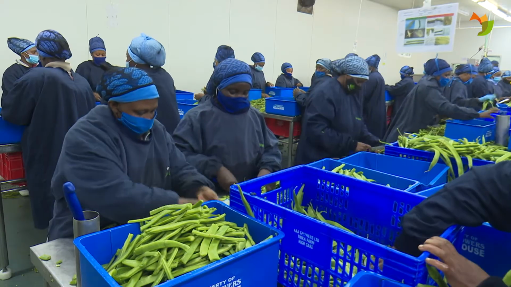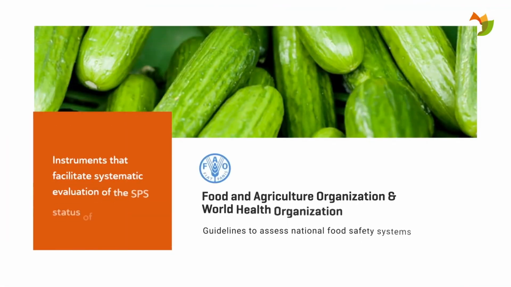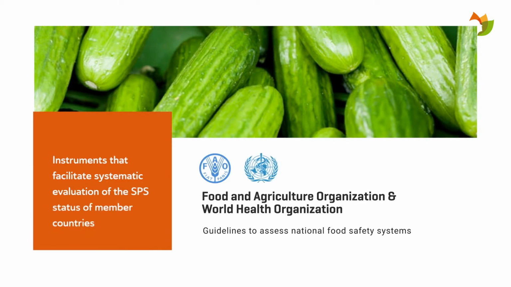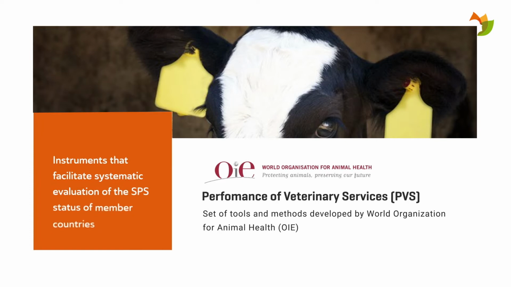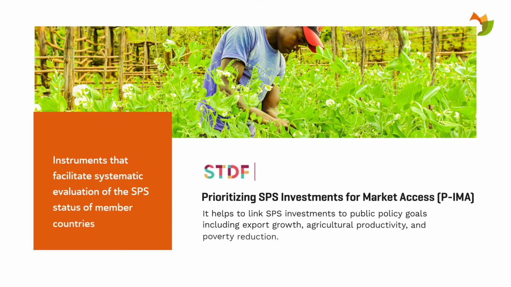Through the various international standard-setting bodies, the various instruments have been created. For example, under the FAO, there is the guidelines to assess national food safety systems. There is the Phytosanitary Capacity Evaluation, or PCE, developed by the International Plant Protection Convention. There is the Performance of Veterinary Services, PVS, developed by the World Organization for Animal Health. And in addition, there is the STDF's Prioritizing SPS Investments for Market Access, or PIMA framework. All these are critical in the evaluation of the national SPS systems.